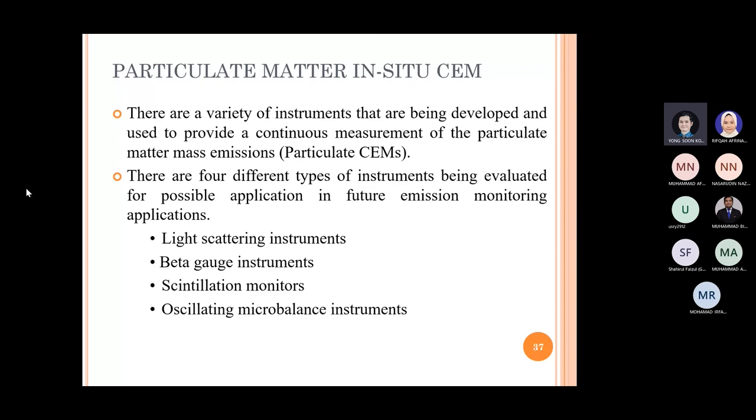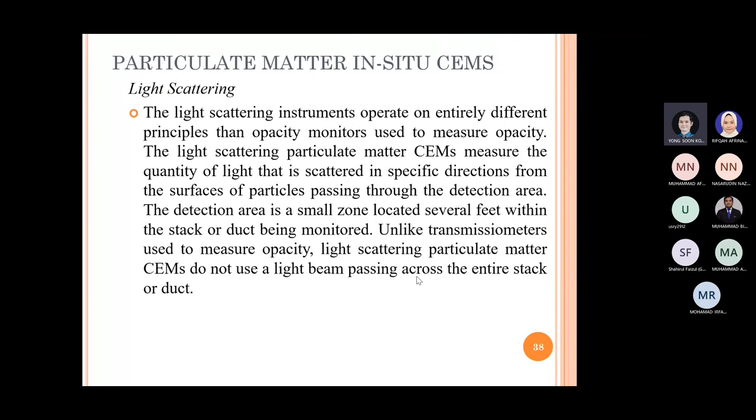There are several approaches where the particulate matter can be measured in situ. It could be a light scattering instrument, beta gauge instrument, scintillation monitor, or oscillating microbalance instrument. There are four types. Some are more preferred, some are not, but from my explanation later you will know which one is better. So I start with the light scattering method.